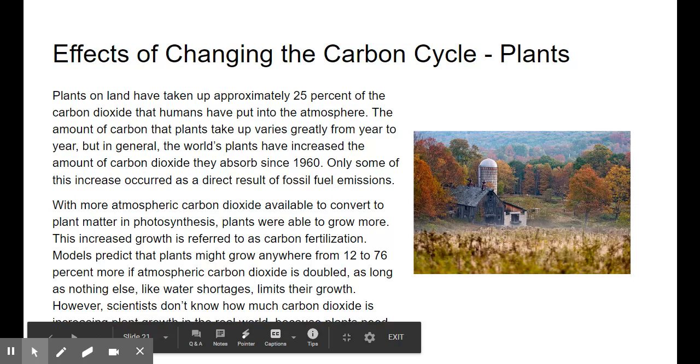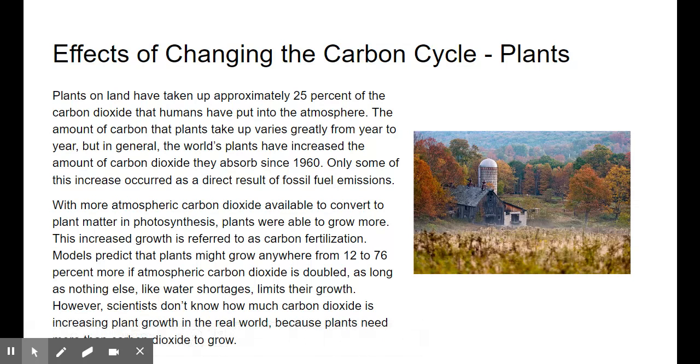Plants on land have taken up approximately 25% of the carbon dioxide that humans have put into the atmosphere. The amount of carbon that plants take up varies greatly from year to year, but in general, the world's plants have increased the amount of carbon dioxide they absorb since 1960. Only some of this increase occurred as a direct result of fossil fuel emissions. With more atmospheric carbon dioxide available to convert to plant matter in photosynthesis, plants were able to grow more. This increased growth is referred to as carbon fertilization.